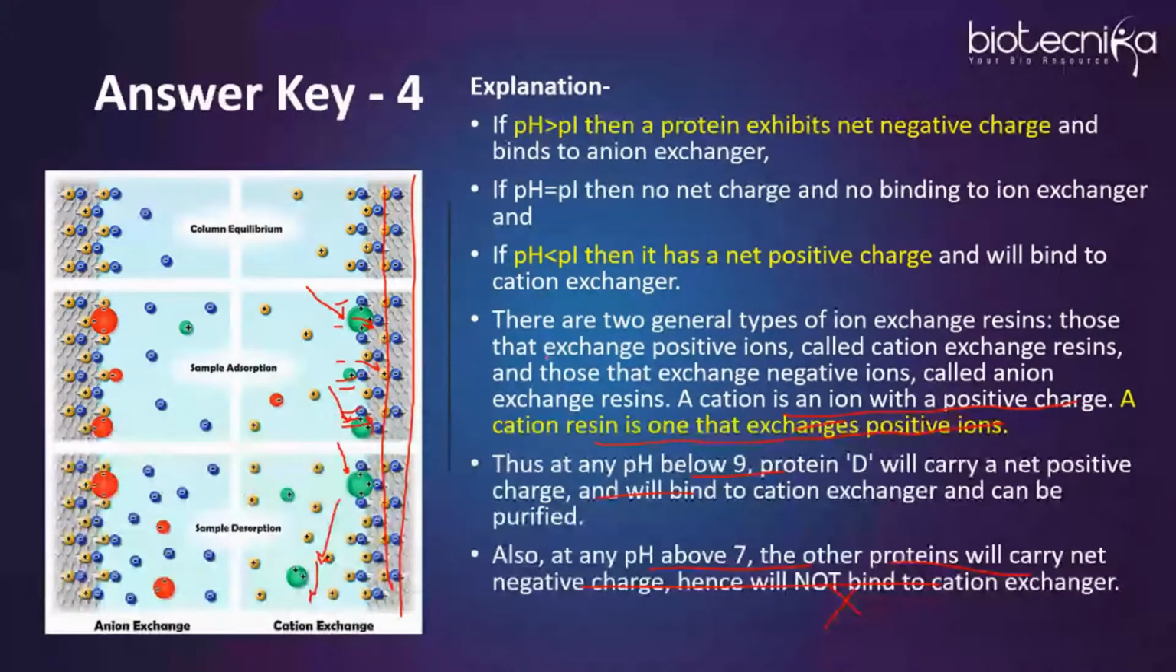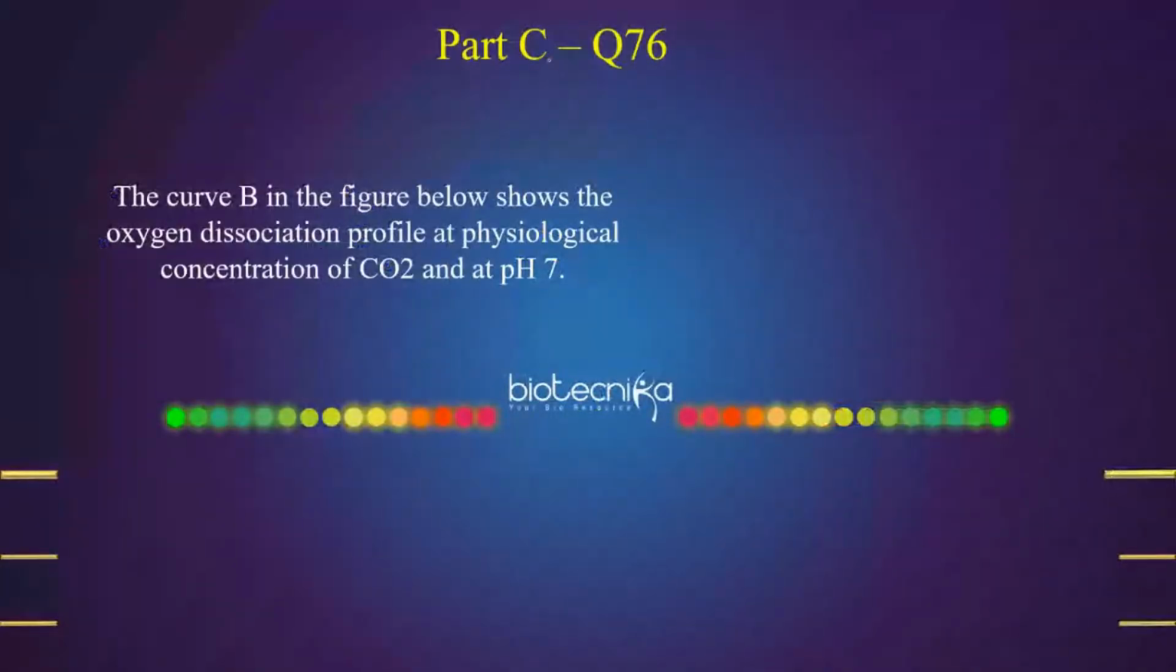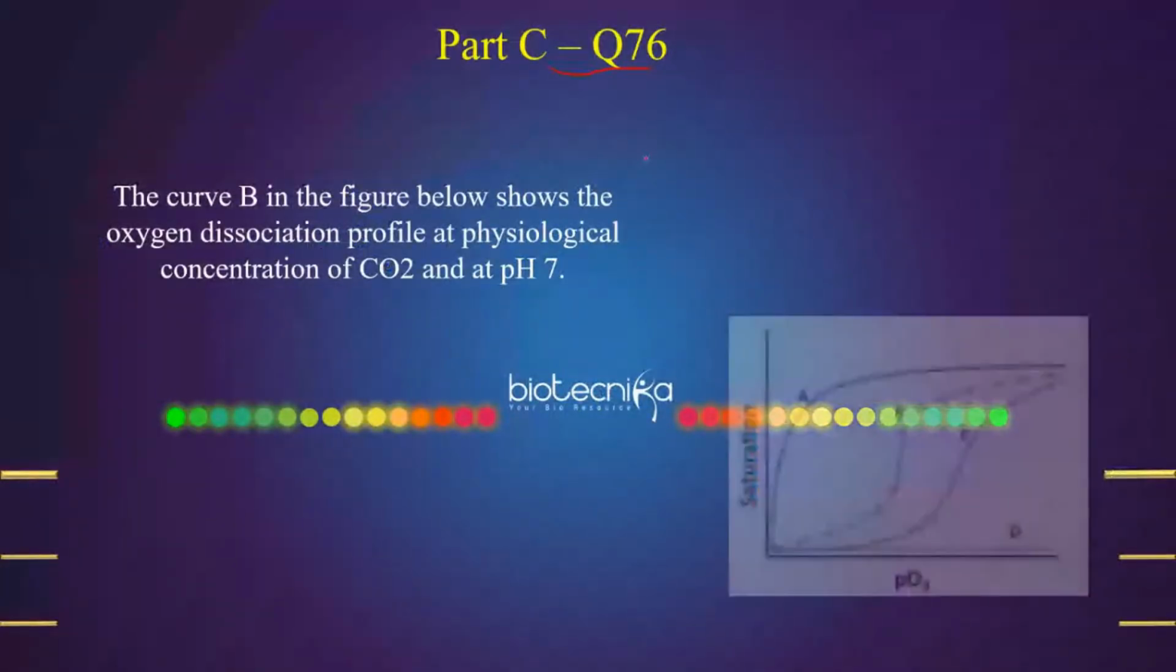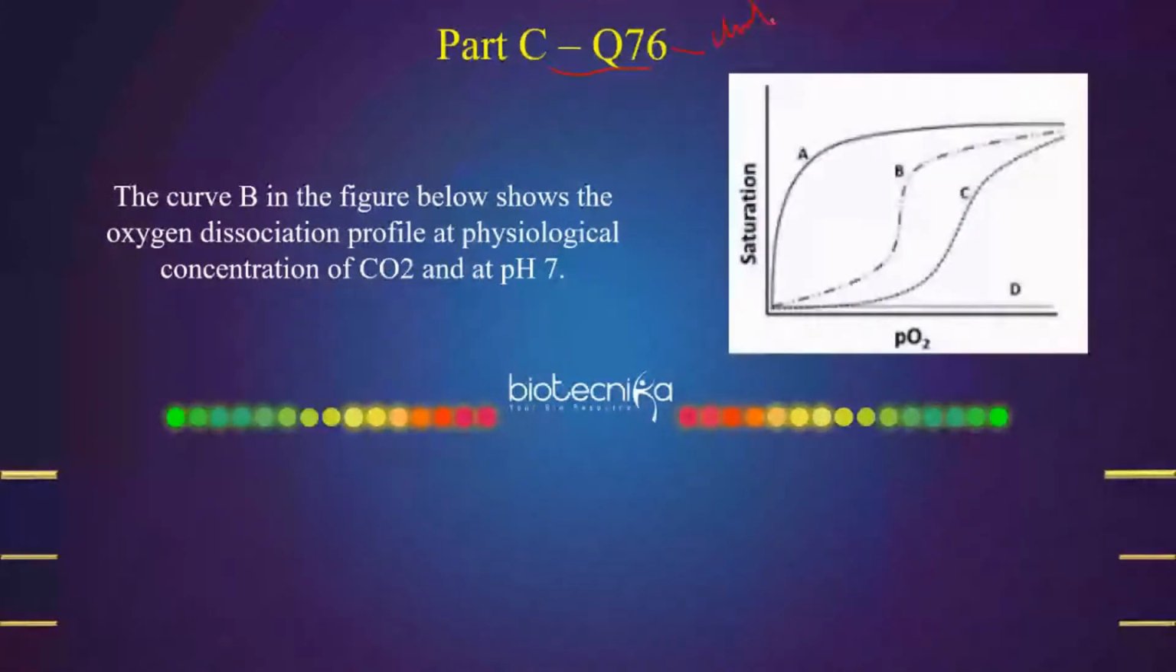That is ABC. Okay. Then another question was there in shift 1, part C. This was in conjunction with unit 7. Plus there was one more question on hemoglobin and carbon dioxide, which is also from unit 7 and will be discussed in the unit 7 discussion question paper. But let me just tell you this because it has concepts of unit 1, right? This curve B, which you can see in the figure, shows the oxygen dissociation profile. Physiological pCO2 is also 7.